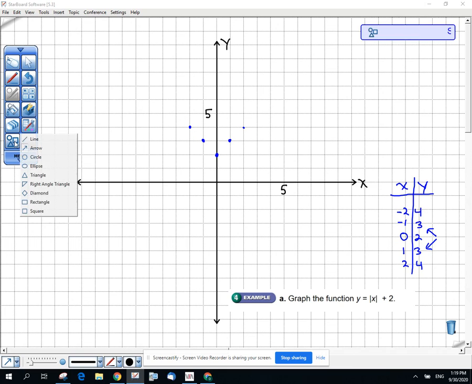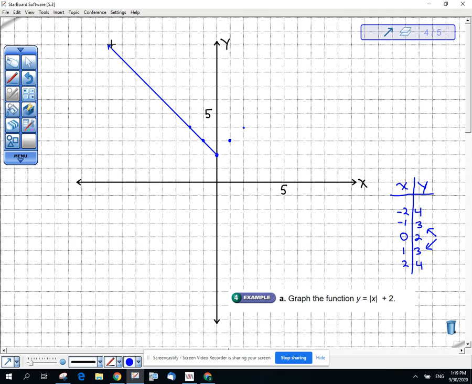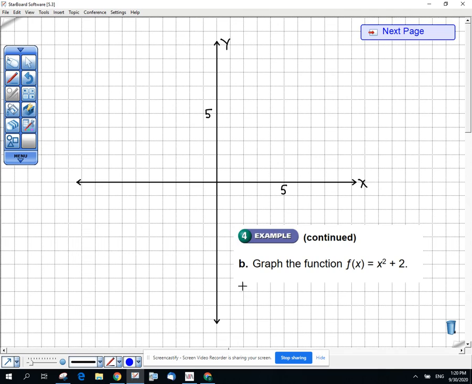Let's make it blue. That looks good, right? Again, a graph that covers as much of the coordinate plane as I can get it to. And then one more.